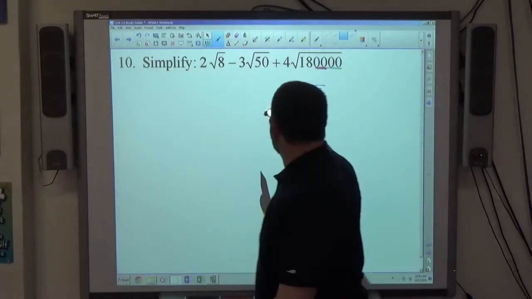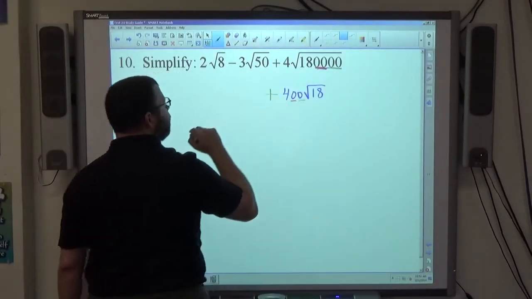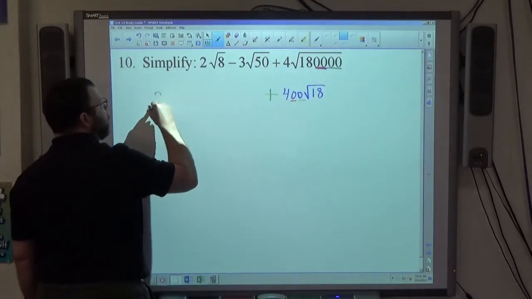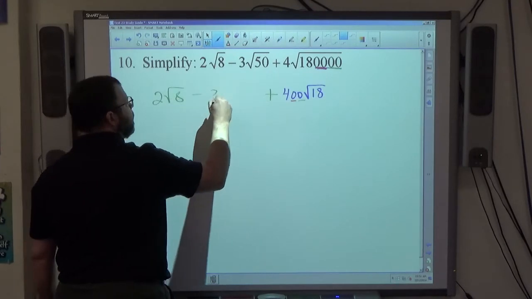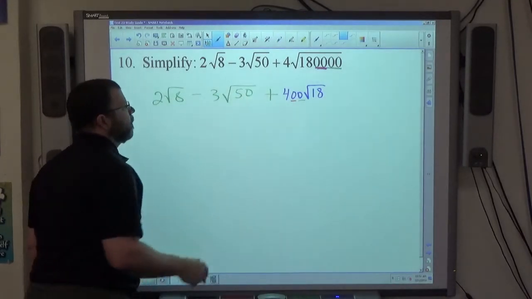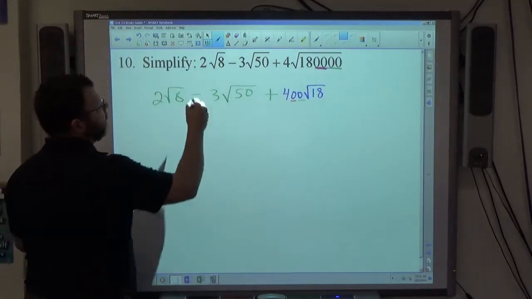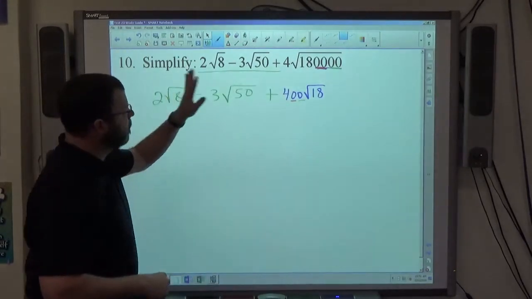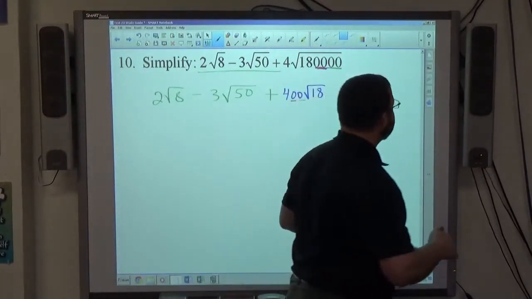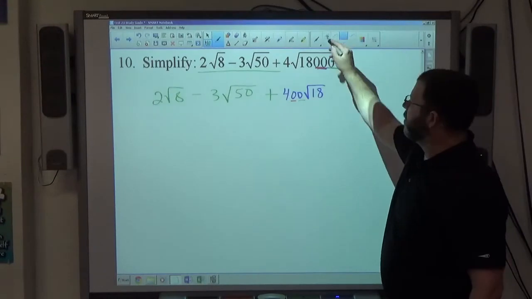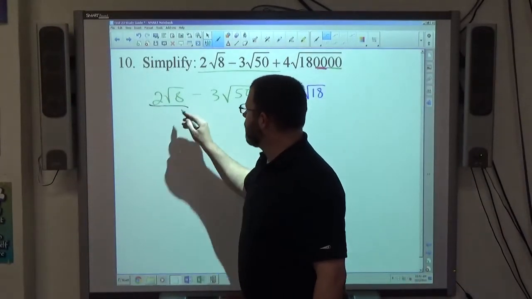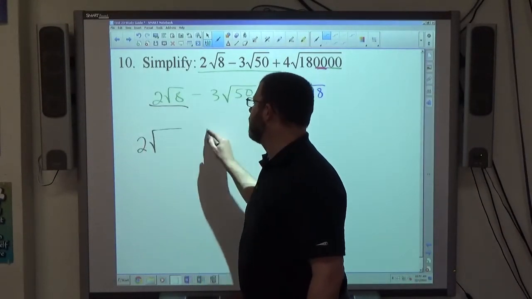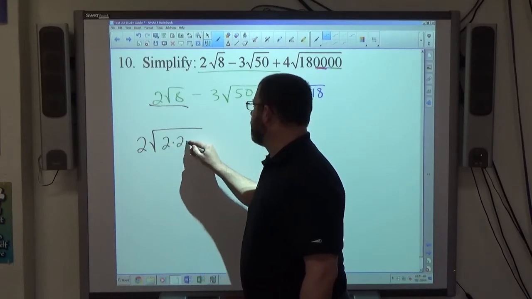Everything else I'm just going to bring down as is. So this is plus 400. And this is 2 times the square root of 8 minus 3 times the square root of 50. That's the first thing I would do. I would just, again, leave all this stuff alone and just fix that piece right there. The next thing I'm going to do is each individual thing I'm going to break apart as much as possible. So 2 is fine the way it is. 8 is 2 times 2 times 2.